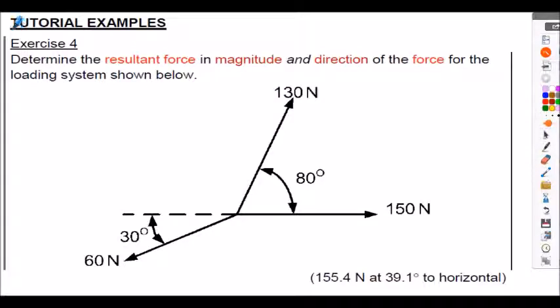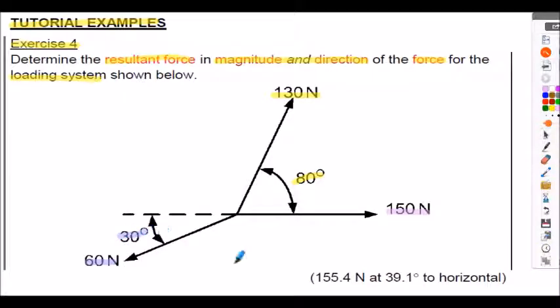Here's some more tutorial examples. This is exercise 4. We're asked to determine the resultant force in its magnitude and direction of the force loading system shown below. So three forces here: 130 newtons at 80 degrees to the horizontal, purely horizontal 150 newtons, and we've got 60 newtons at 30 degrees to the horizontal as shown there.